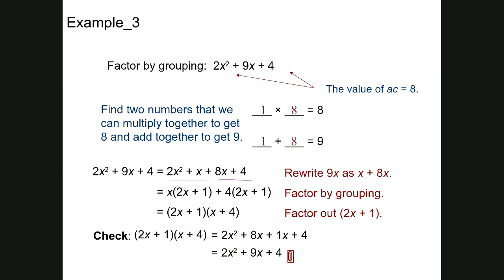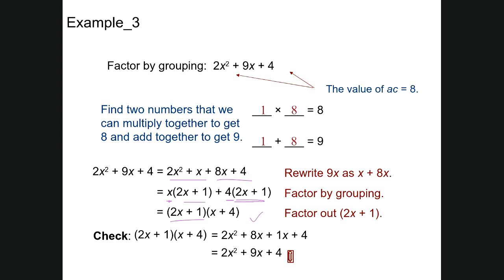So for these 2, you have a common factor of x times 2x plus 1. For these 2, you have a common factor of 4. Pull out 4. So 8x divided by 4, you got 2x, right? And then 4 divided by 4, you got 1. So that's how you factor it out. Now you have 2x plus 1 in common. So you pull out 2x plus 1 times the rest, which will be x plus 4.